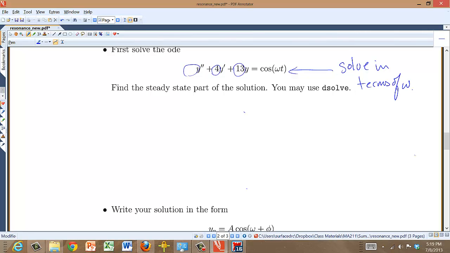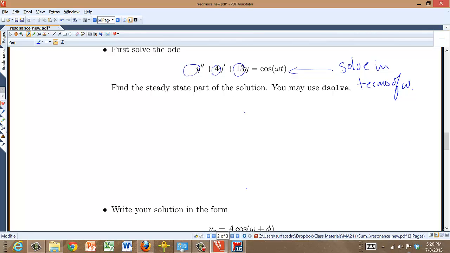What we can do is pick off the steady state portion of this solution, and that'll tell us if we have forcing frequency omega, then the steady state portion of the solution is this, however it turns out. And once we have that, hopefully we can get the amplitude of the steady state part of the solution. So that'll tell us if we have forcing frequency omega, this is the amplitude of the steady state portion of the solution. And then we'll try to choose omega to make that amplitude as big as possible.